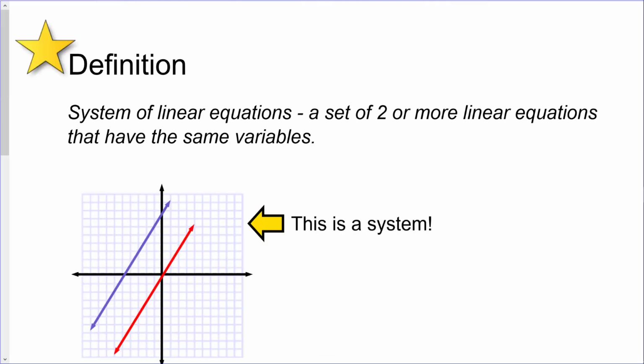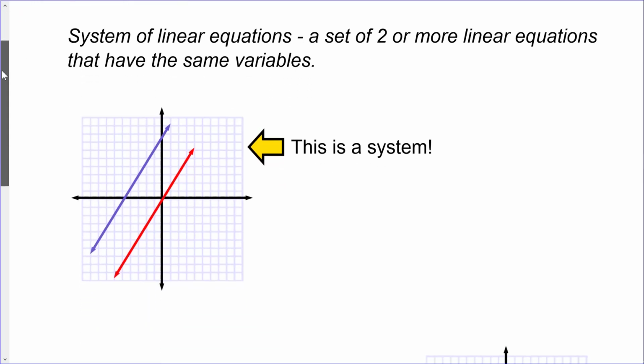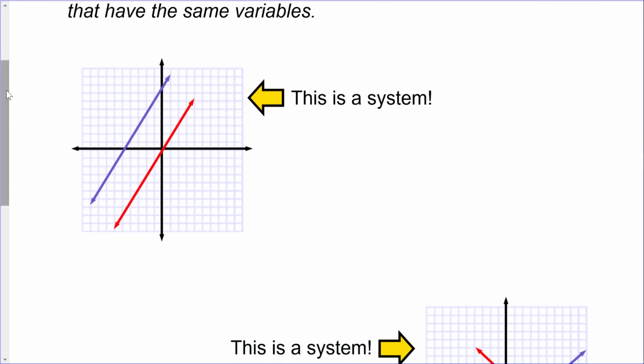The definition of a system of linear equations is a set of two or more linear equations that have the same variables. So here, this is a system of linear equations. They both have the same variables, those variables being x and y, if we were to write them in slope-intercept form. They both have an x and they both have a y.